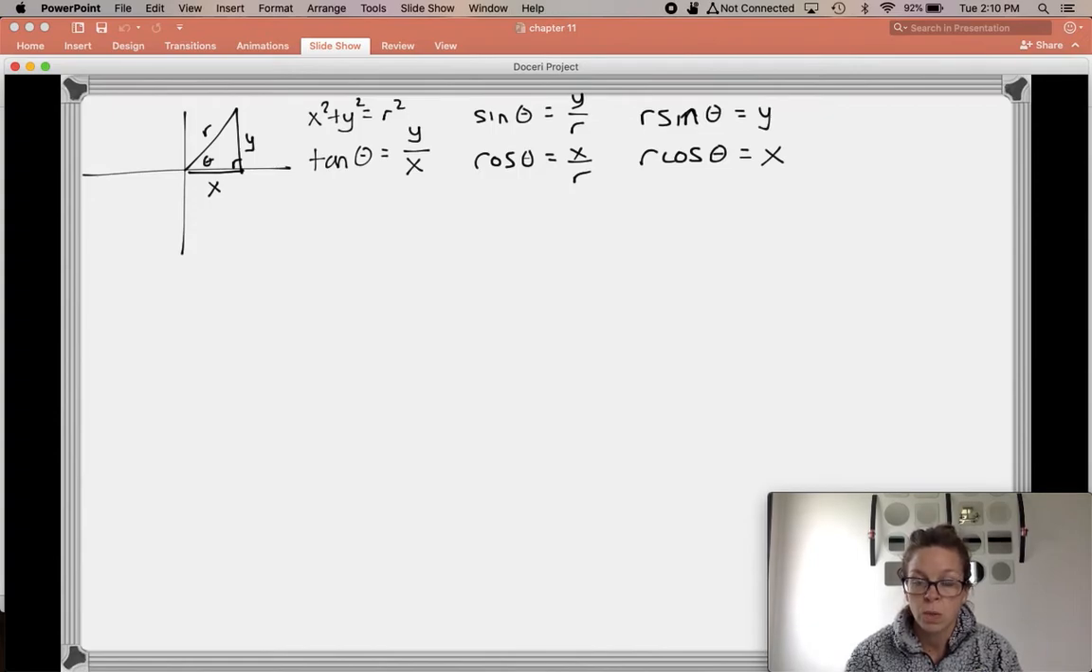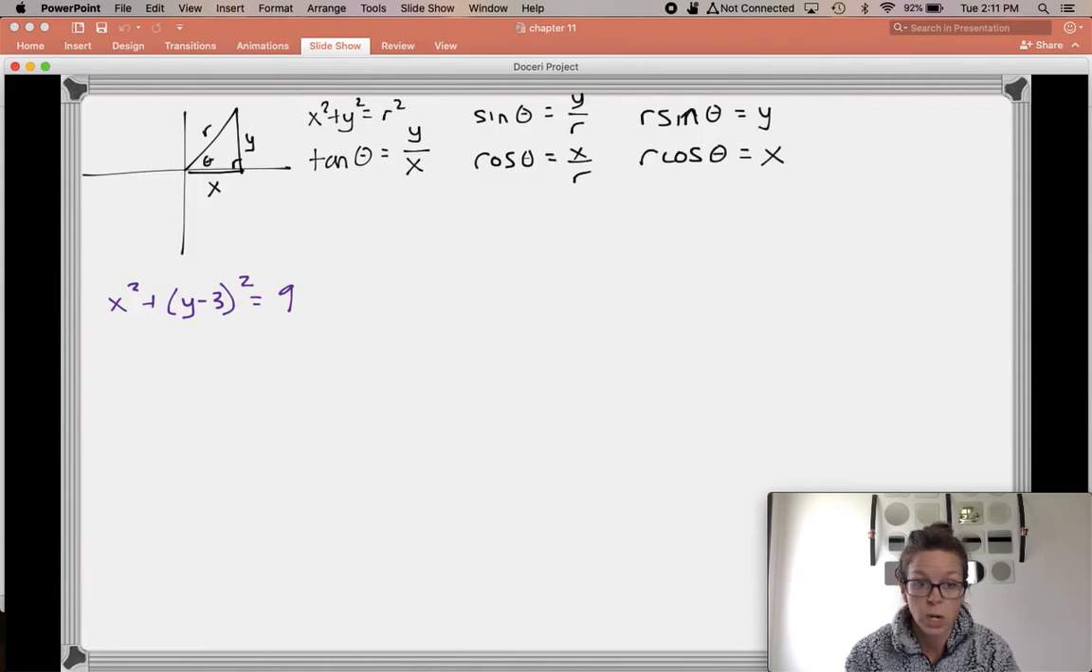So those 2 equations would be helpful if we know r and theta and are trying to individually turn them into x's and y's. So let's look at an example where we want to change an equation from x's and y's into r's and thetas. Hopefully you kind of recognize this equation as being the equation of a circle.